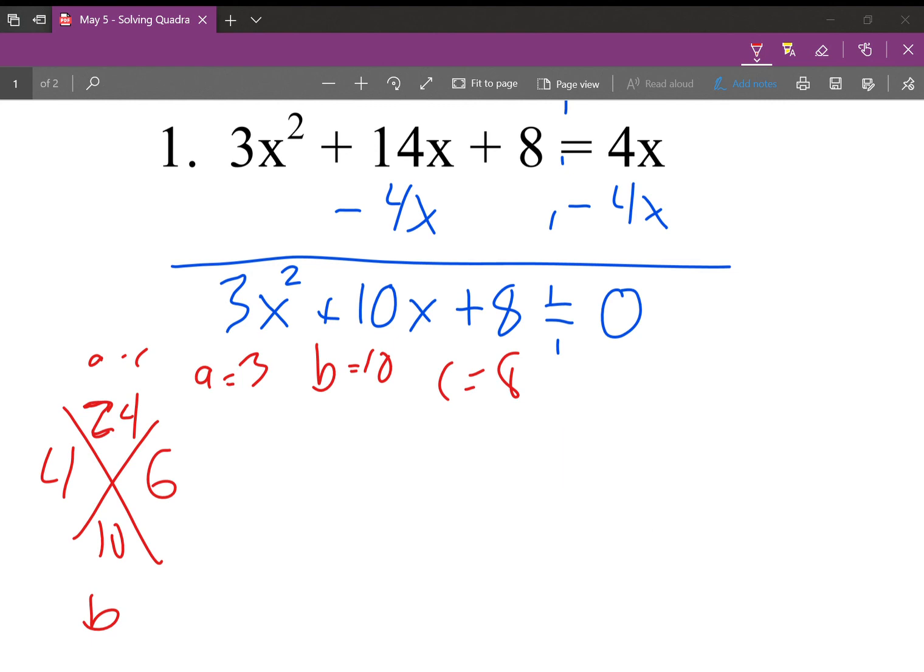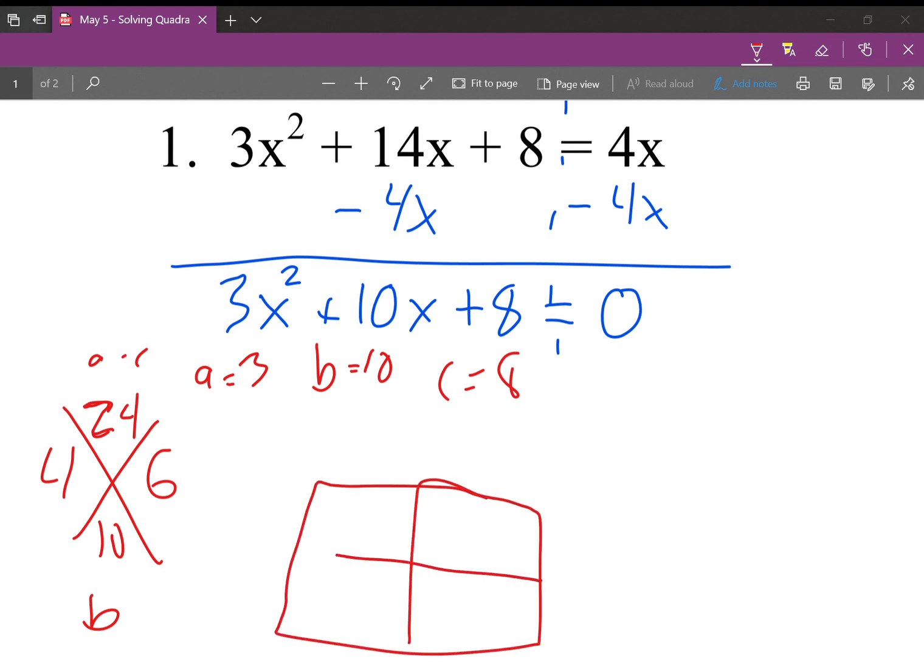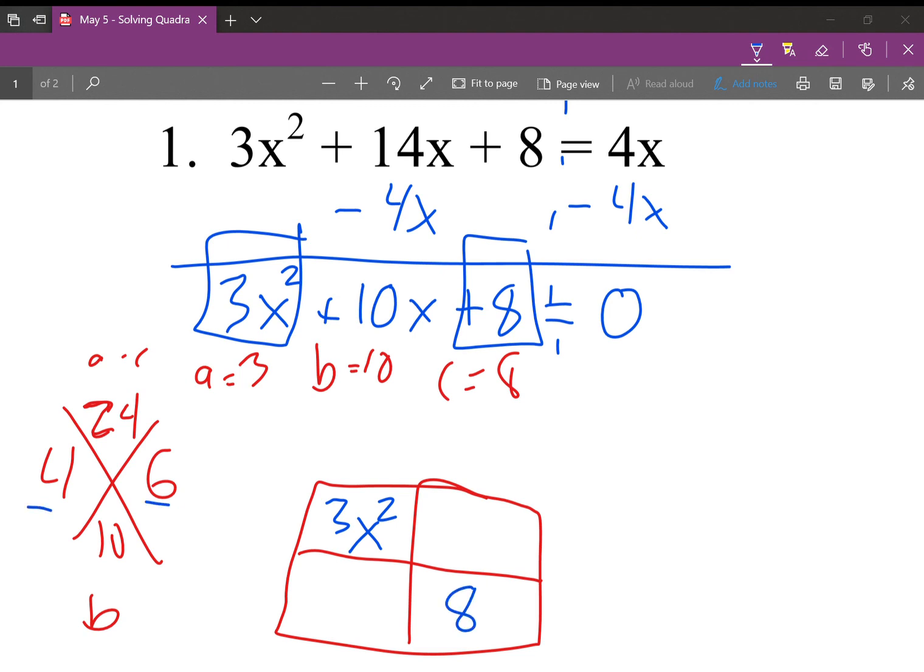All right, let's go ahead and put that into our box. And again, none of this is new, right? That first part in the blue was the only thing that's new. All the rest of this you should be pretty up to speed on. So let's go back to that. Remember, how do we fill out our box? The 3x squared is going to go in the top left. The positive 8 is going to go on the bottom right. And then the two numbers we found, the 4 and the 6, in the box become 4x and 6x.